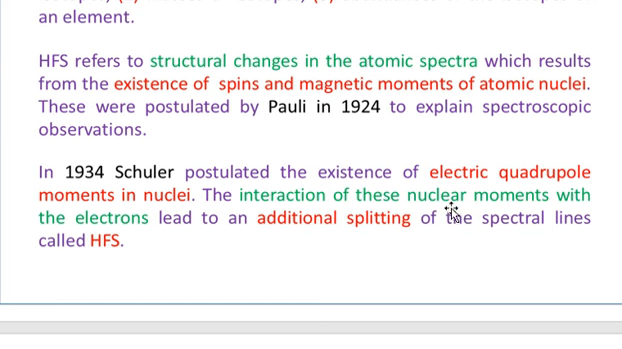The interaction of these nuclear moments with the electrons leads to an additional splitting of the spectral lines called hyperfine structure. So electric quadrupole moments in the nuclei, remember this, will interact with the electrons, and this will lead to the additional splitting of the spectral lines, which we call the hyperfine structure splitting.